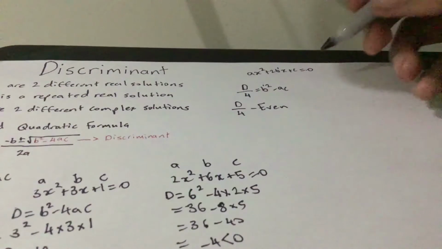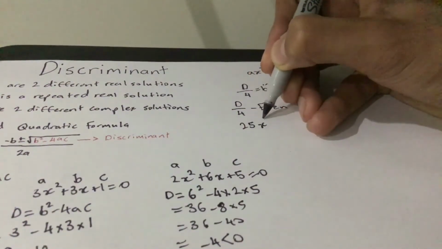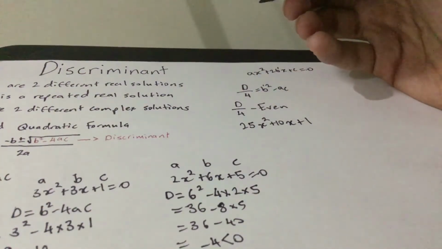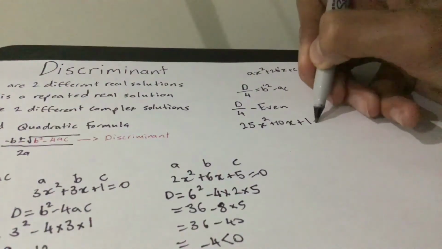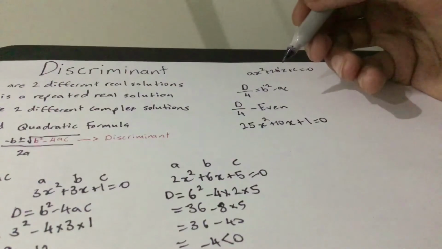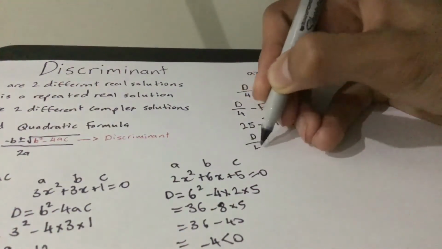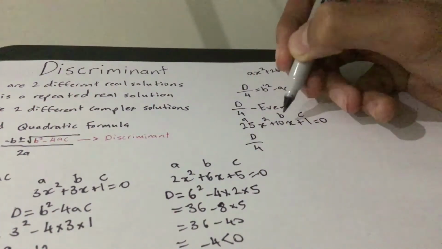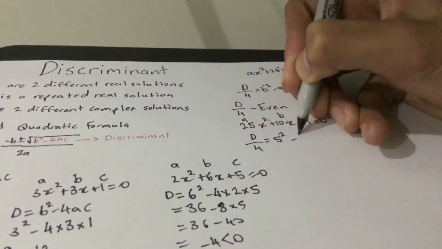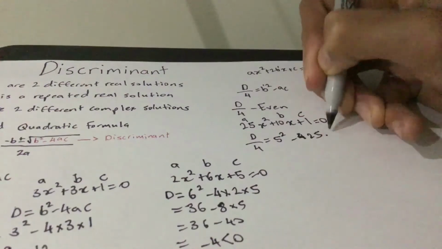Okay, so now let's do 25x squared plus 10x plus 1 equals 0. So we're going to label A, B, and C. Our coefficient in this case is 10. So we're going to go 5 squared minus... oh, no, not 4. Minus 25 times 1.